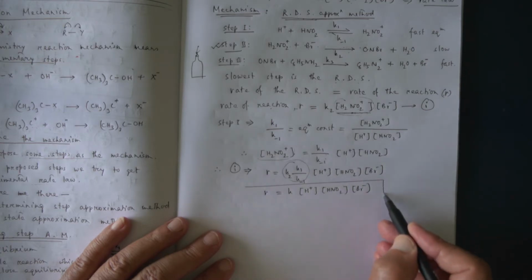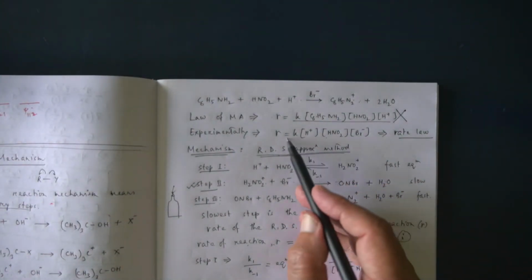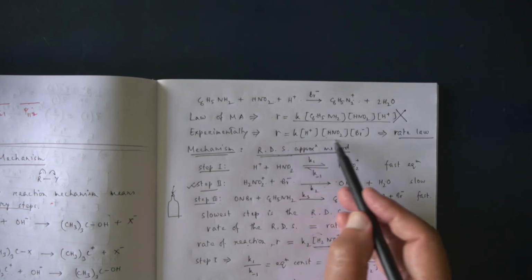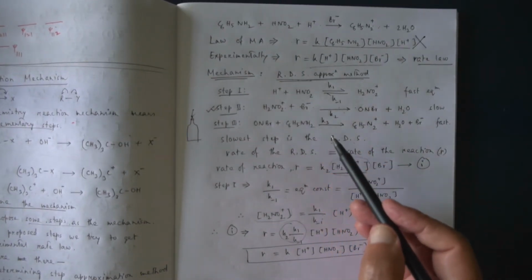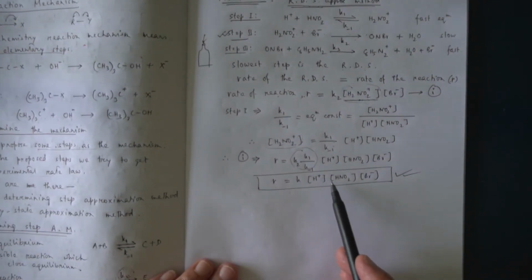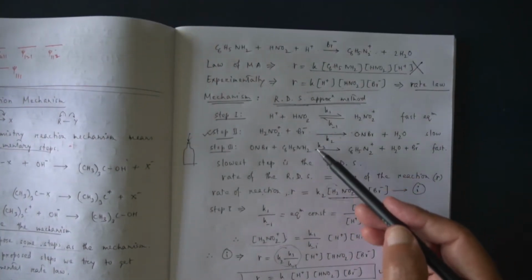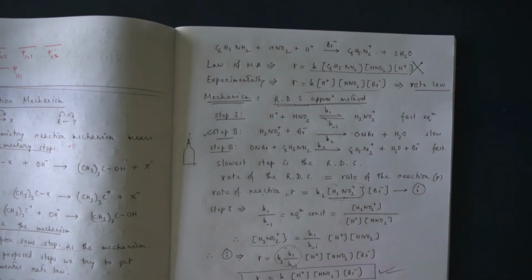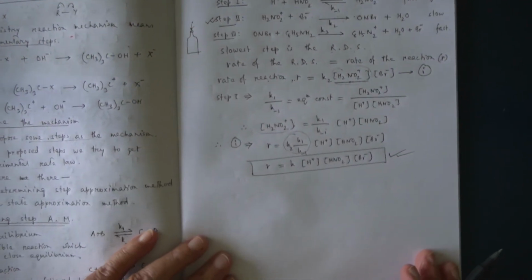And we are getting the experimental rate law. Since we are getting the experimental rate law from the proposed mechanism, we can say that our mechanism is okay. So this is the rate determining step approximation method.